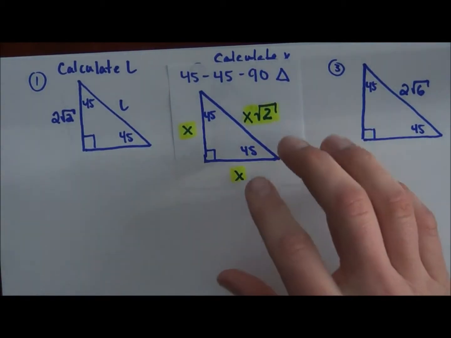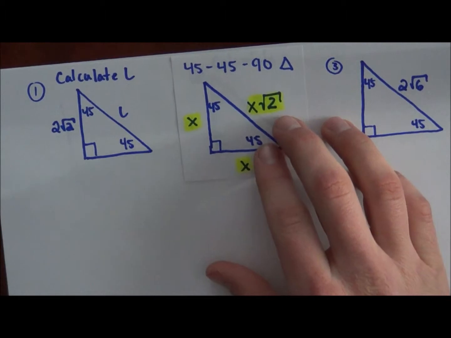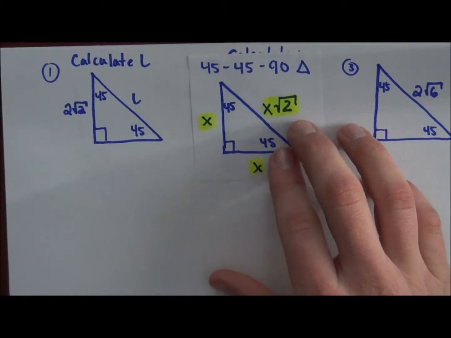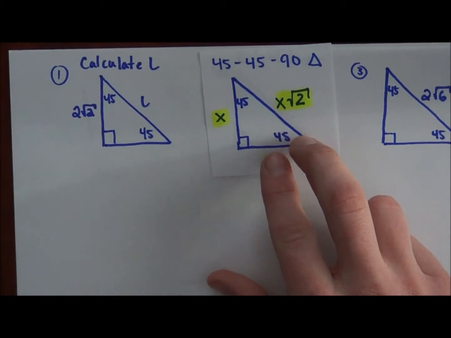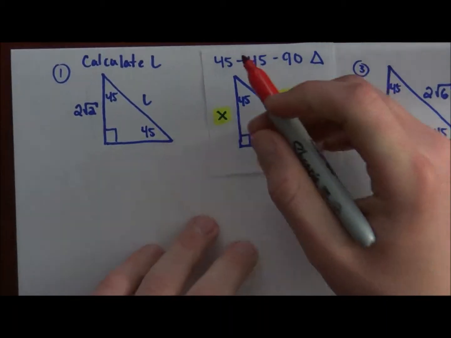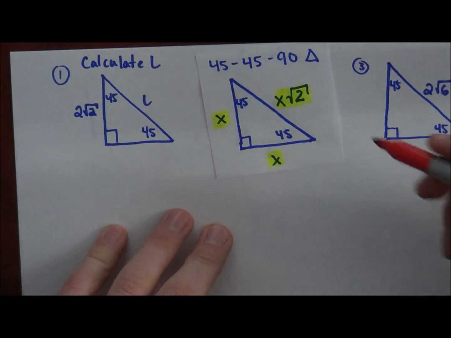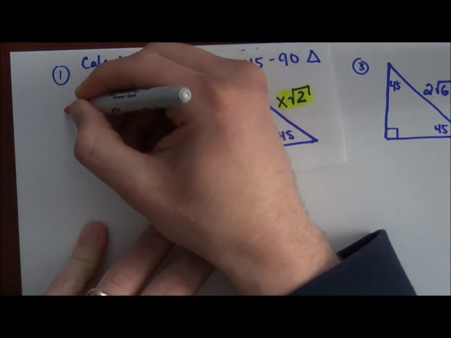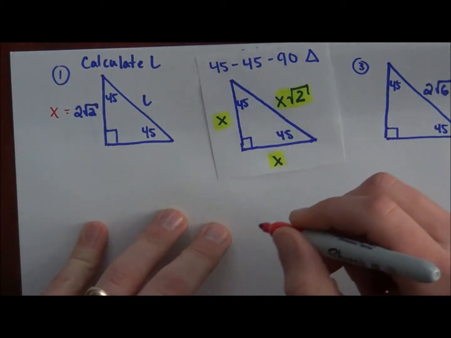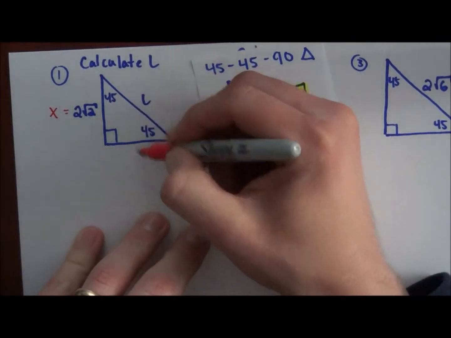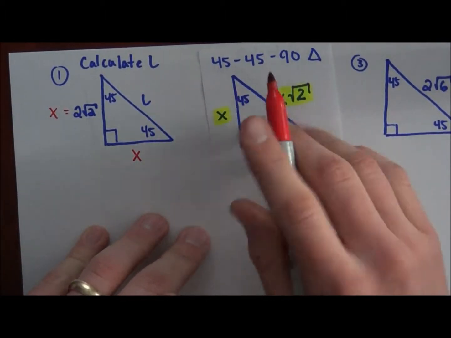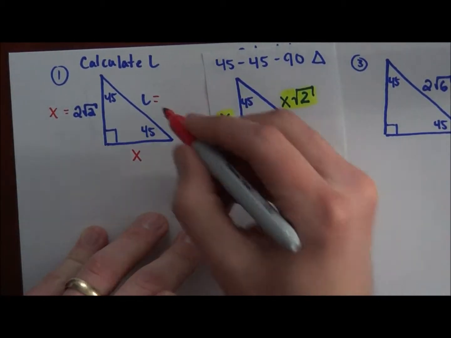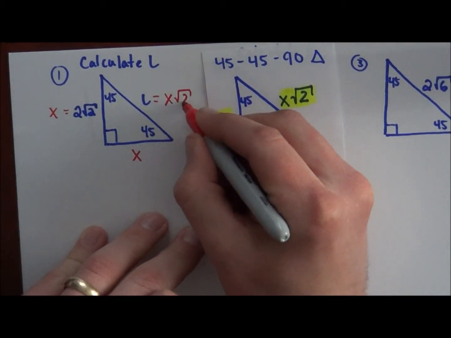Again, much like I did in my other video on 30, 60, 90s, I use this tool to set up my equivalent statements. So I come over here and I go, okay, across from the 45 is what x is. So across from the 45, I set that equal to x. So 2 root 2 is equal to x. Across from this 45 is also x. And then L, I come up here and say L is equivalent to this x root 2.